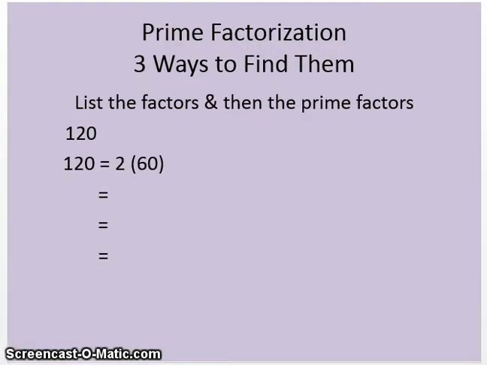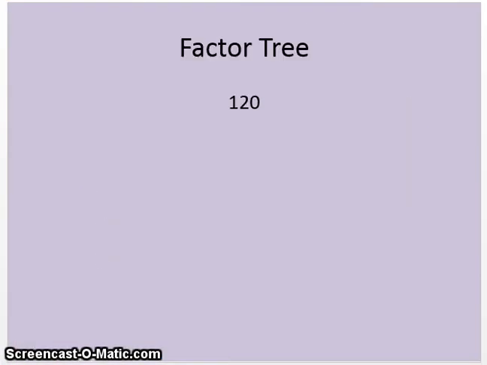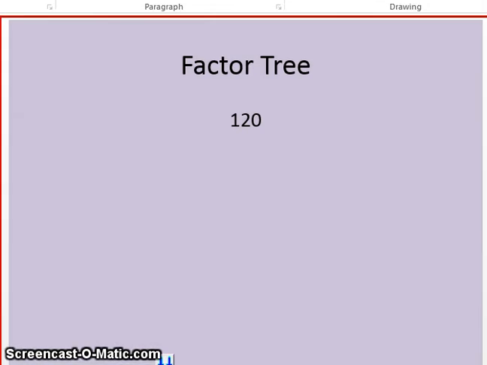Another good way, and the way I always use, is a factor tree. So we start with the number that we're trying to factor, and we say, okay, what can I multiply to get 120? Well, I can multiply 2 and 60. Now, 2 is prime, so its branch ends there. 60, we can multiply 30 times 2. Again, 2 is prime, its branch ends.